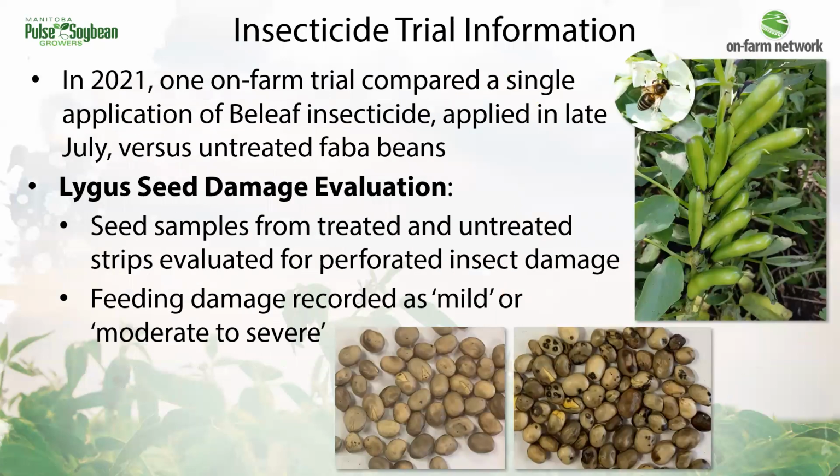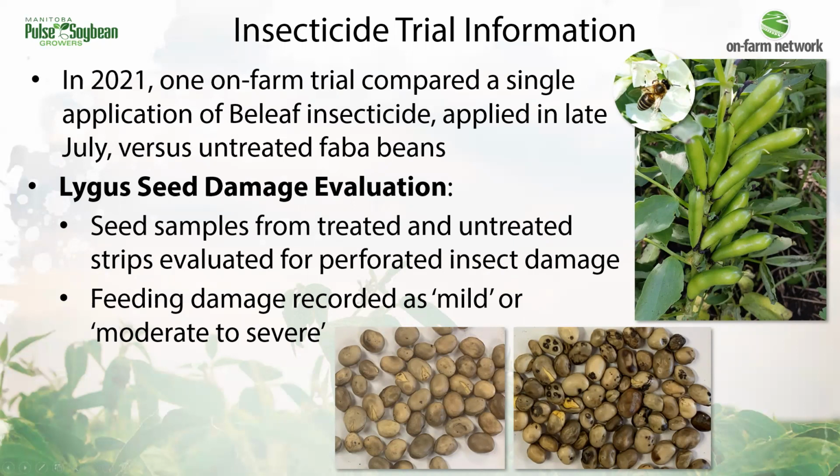So this on-farm trial compared a single application of Belief insecticide applied in late July versus untreated faba beans. So faba beans attract a lot of insect pollinators, and those pollinators improve yield. So it was important here to use an insecticide that wasn't as toxic to those pollinators. After harvest, we took seed samples from the different strips and evaluated them for perforated insect damage. That's what these little black dots on the seeds are called.